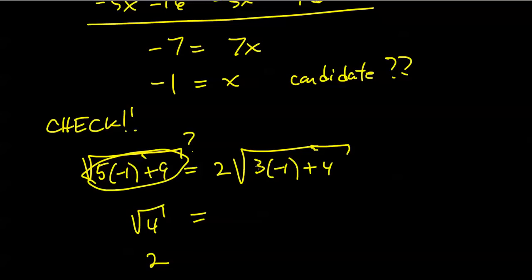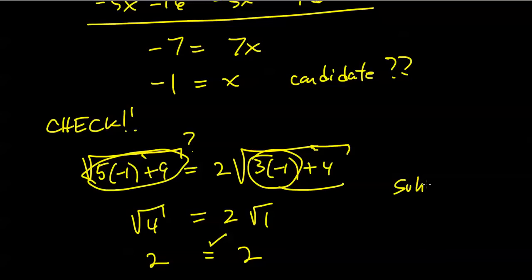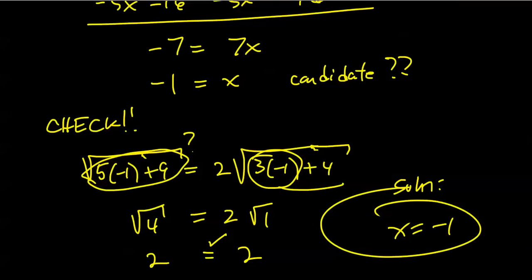How about on the right-hand side? 3 times minus 1 is minus 3, minus 3 plus 4 is 1, and 2 times the square root of 1 is, of course, 2. So both on the left and right-hand side, I get confirmation. My solution for this equation is x equals minus 1.